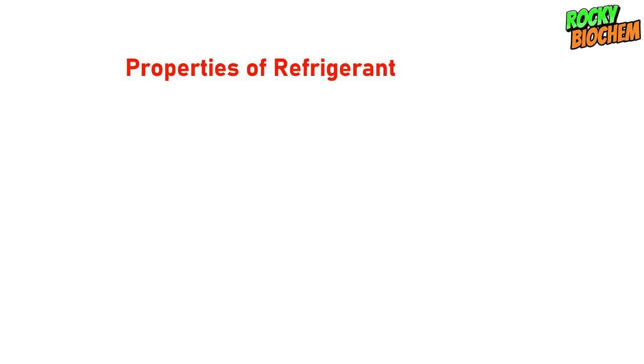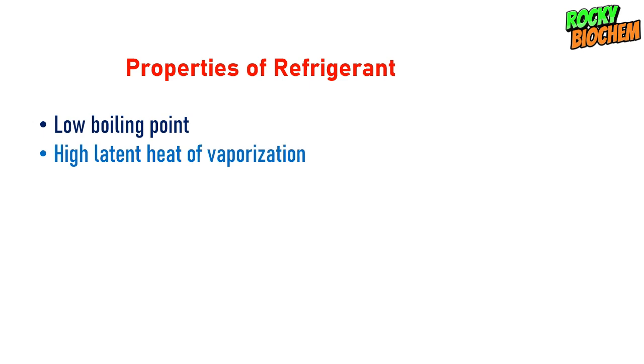and some of them include low boiling point. It should have a low boiling point in order to enable it to boil, even when a small amount of heat is supplied to it. And also, it should have a higher latent heat of vaporization, so that with a supply of a small amount of heat, the fluid will vaporize from the liquid state to the vapor state.